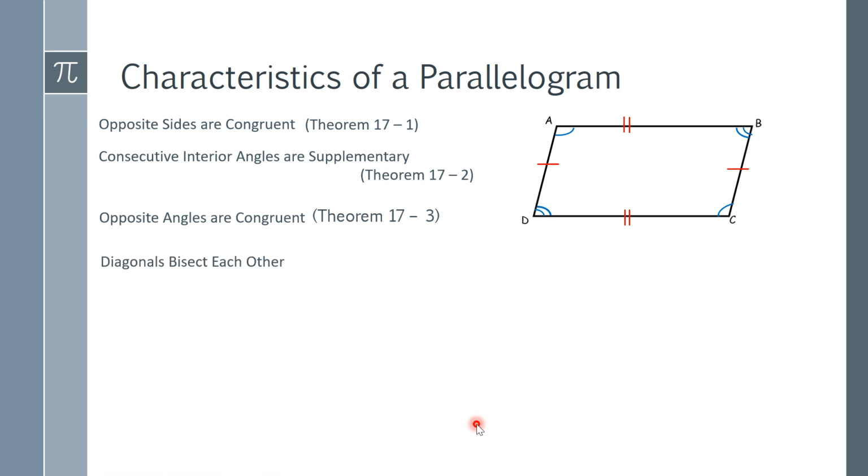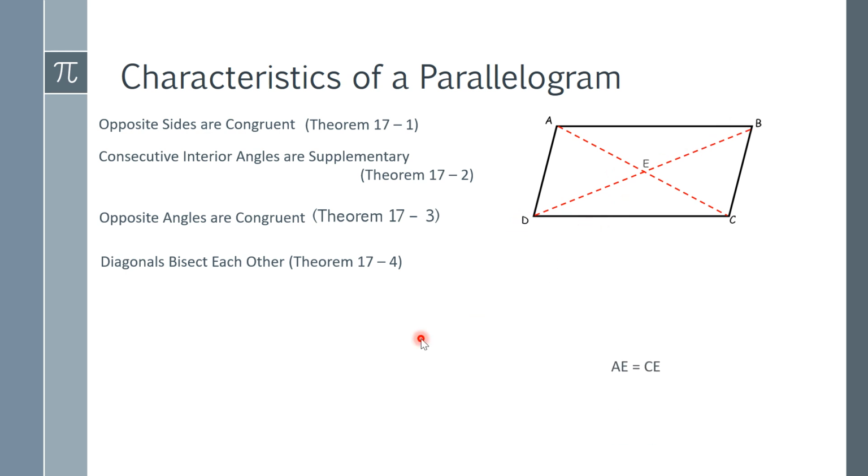One more is that the diagonals bisect each other. This is theorem 17.4. So here are the diagonals. Now don't get confused by this property. This property does not say that these are congruent. So AC is in no way, unless it's a special parallelogram, congruent to DB. That's not what it's saying.